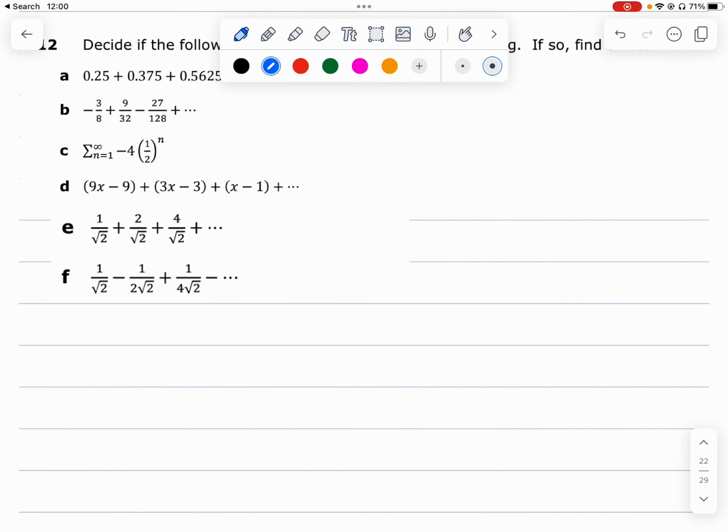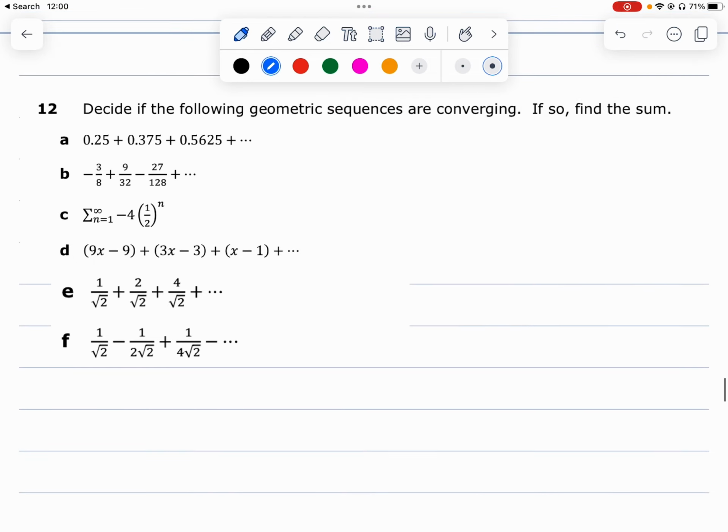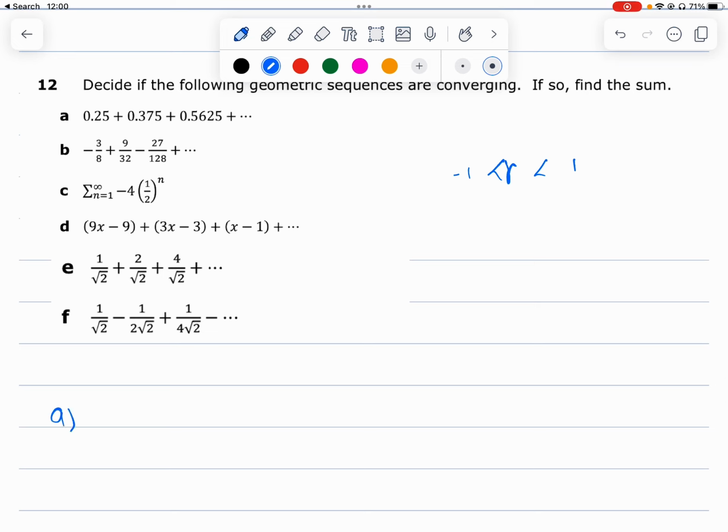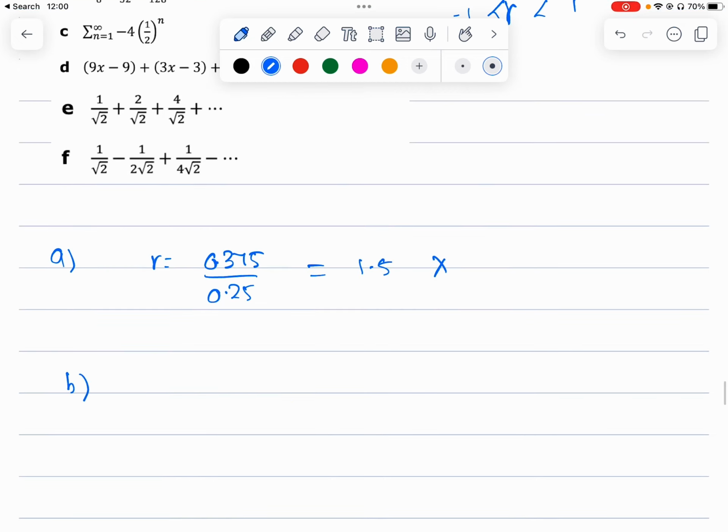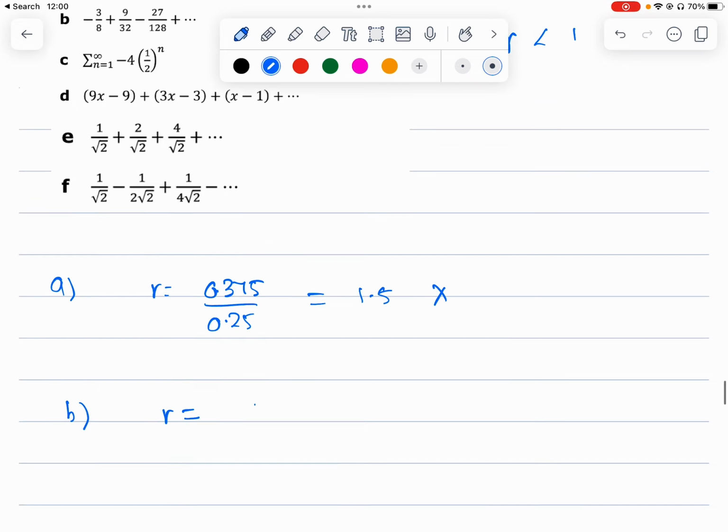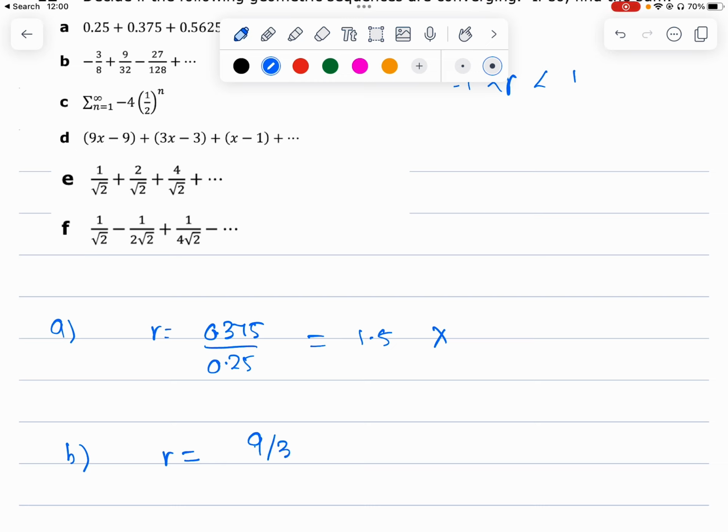Question number 12. Decide if the following geometric sequences are converging. If so, find the sum. For converging, remember that the common ratio should be between negative 1 and positive 1. For part A, common ratio is 0.375 divided by 0.25, which is 1.5, so not converging. For part B, common ratio is 9 upon 32 divided by negative 3 upon 8, which is going to be negative 3 upon 4.